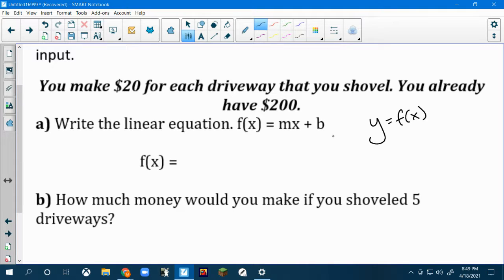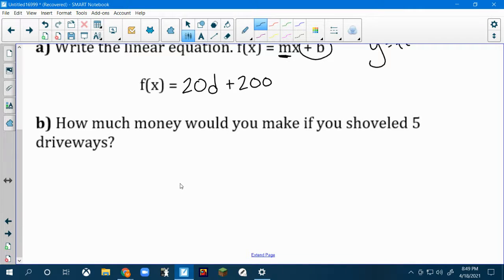Write a linear equation, f of x equals mx plus b, for we make $20 for every driveway we shovel. That's our start. Remember, our slope is how much we're changing. Our x is telling us how many driveways we are shoveling, and our plus b is where we start. So we're saying that we're going to get $20 per driveway. Instead of x, we're going to use d for driveway, and we're going to start with $200. Again, this is what we make per driveway we shovel, and what we start with is always our plus b.